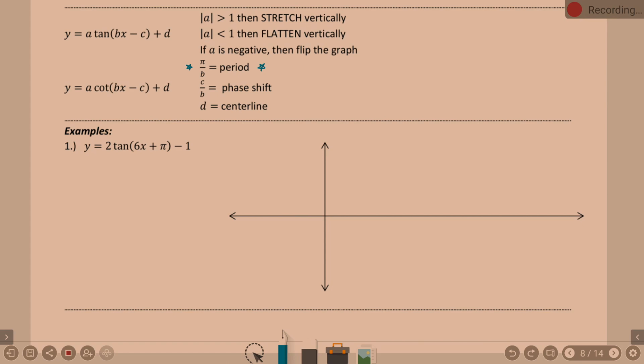Let's try number 1. Number 1, y equals 2 times tangent of 6x plus pi, minus 1. I don't give you a soft lead in here. We're jumping all in. Okay? Let's see. Start in the normal place, I guess, center line.